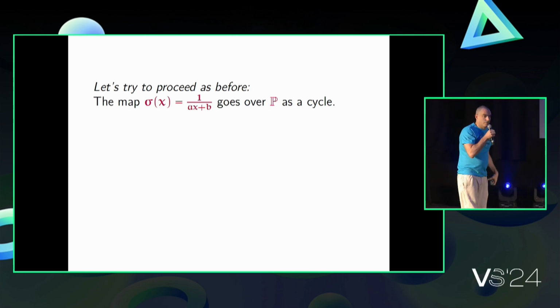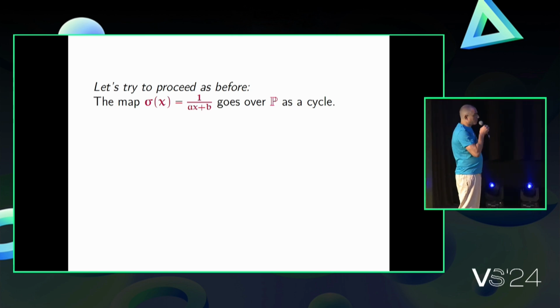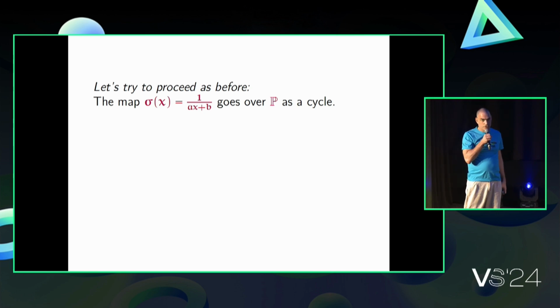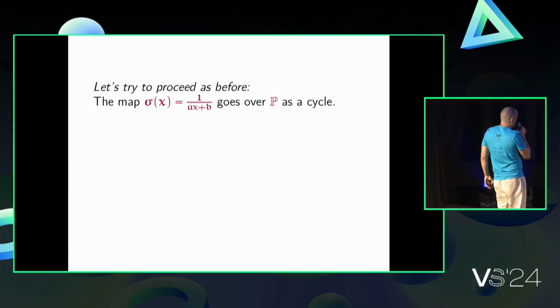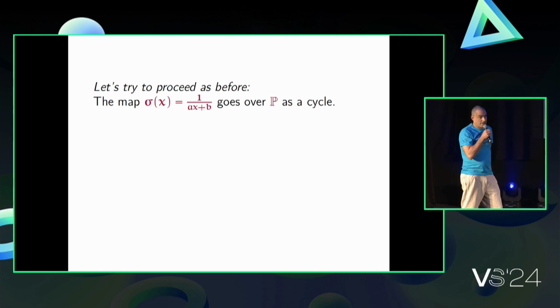Okay, but back to, so now we have, right, so we said all we need is a kind of cyclic operation to get an FFT, so it's not going to totally work out, so let's see what happens. So let's try to proceed as before. So now instead of the mapping sigma, x goes to g times x, we look at this fractional mapping. We know it goes over all the projective line as a cycle.